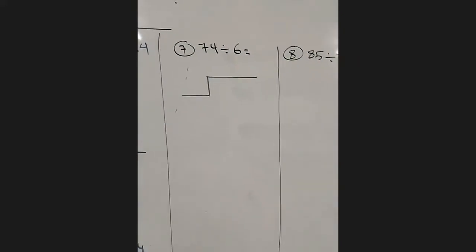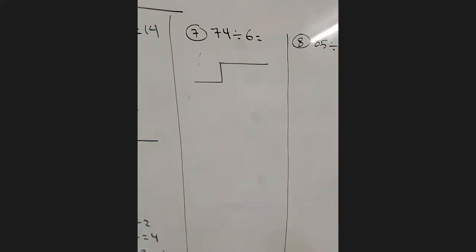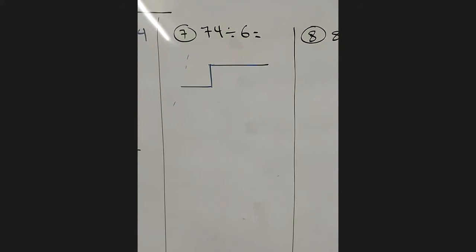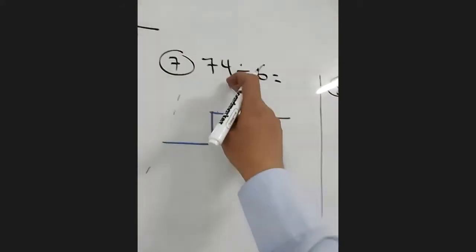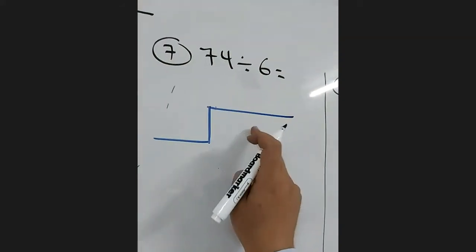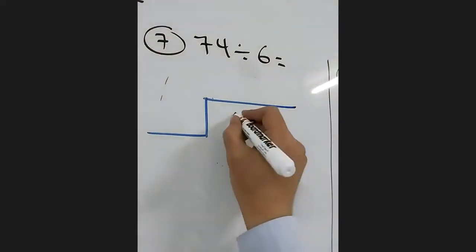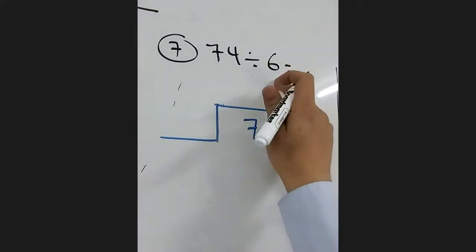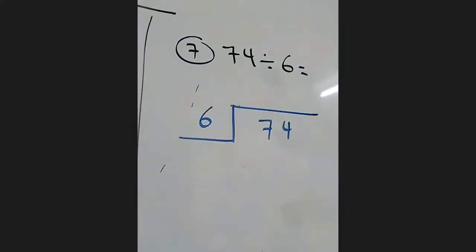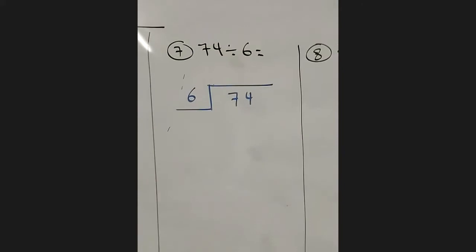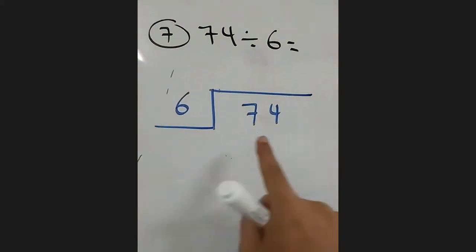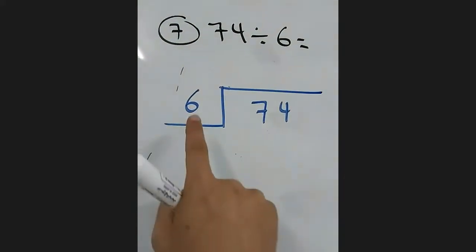Yes, mister. Yalla, let's do question 7 together. Are you with me? Where will I put the 74, outside or inside the division? Inside the division, 74. And the divisor I will put outside, right? Now, how will I read it? I will say 74 divided by what?